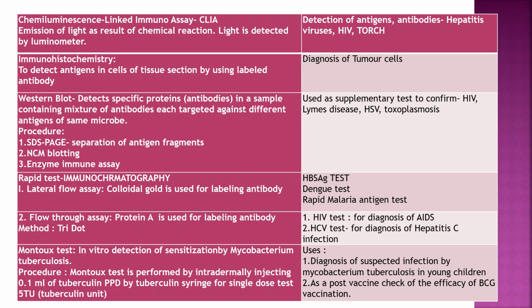Mantoux test, in vivo detection of sensitization by Mycobacterium tuberculosis. Mantoux test is performed by intradermally injecting 0.1 ml of tuberculin PPD by a tuberculin syringe. For a single dose test, 5 TU is used. Uses: diagnosis of suspected infection by Mycobacterium tuberculosis in young children, and as a post-vaccine check for the efficacy of BCG vaccination.